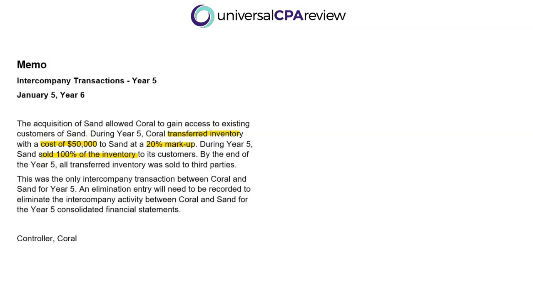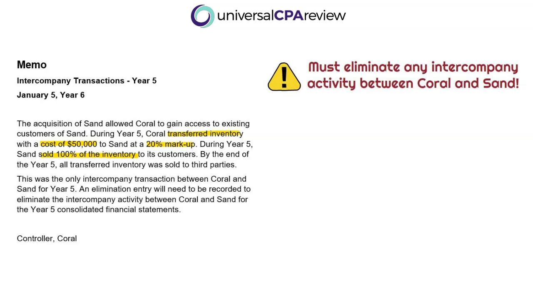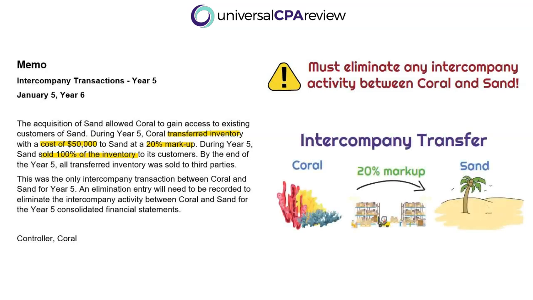Now, this last exhibit is a memo related to intercompany transactions that occurred during year 5. Because remember, now that Coral acquired Sand, they're a consolidated subsidiary, so any intercompany activity does need to be eliminated. And remember, Coral acquired Sand to expand. And it says that they basically wanted to gain access to existing customers of Sand. And so what Coral did is they transferred inventory with a cost of $50,000 to Sand at a 20% markup. Now, ultimately, all of that inventory was sold during year 5 to third parties, right?